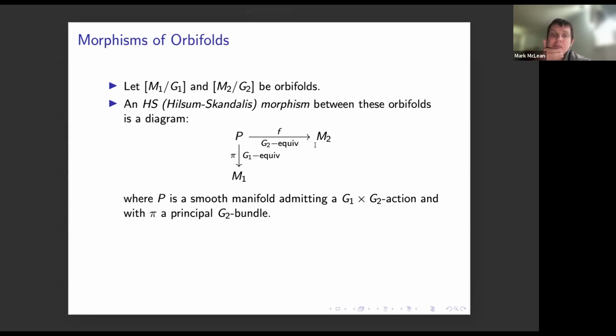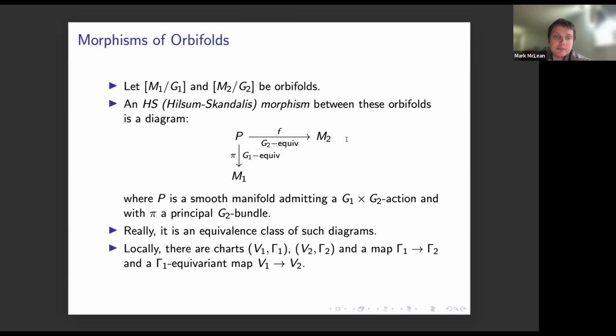So P is a smooth manifold, admits a G1 cross G2 action, and pi is a principal G2 bundle. So it's a principal G2 bundle that's G1 equivariant over M1, and you map it to M2, and this is what I'll think of as a morphism. And I suppose really it's an equivalence class of such diagrams. Maybe that's good enough for us for the moment. And so locally at the level of charts, if I have a chart for one of my orbifolds, and I have another chart for my other orbifold, then this morphism induces a map between the underlying groups of these charts, and I get a Gamma 1 equivariant map from one chart to the other. So locally it looks like this, and this is what a morphism looks like.